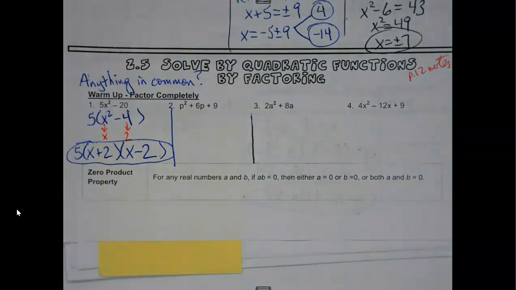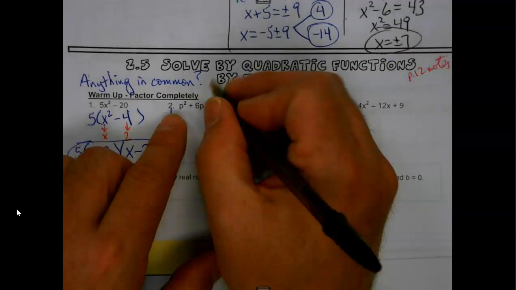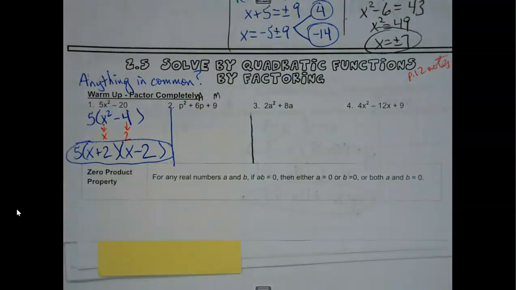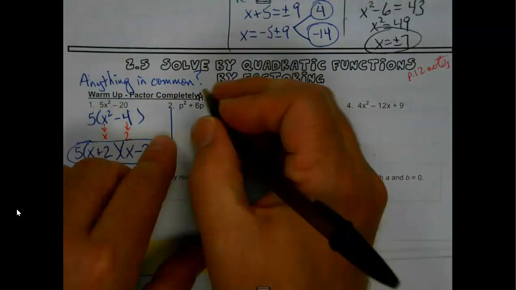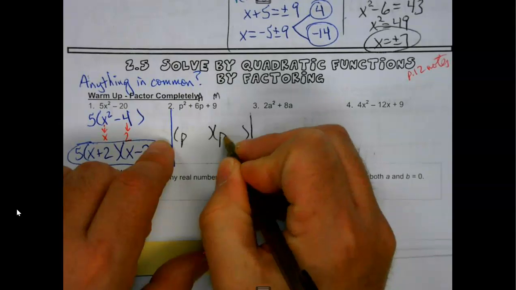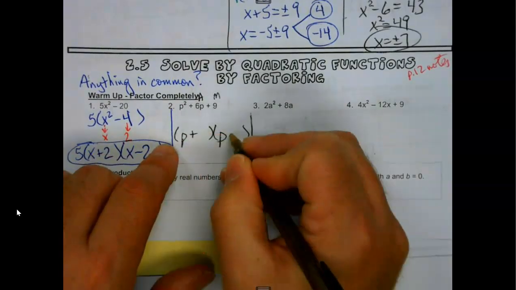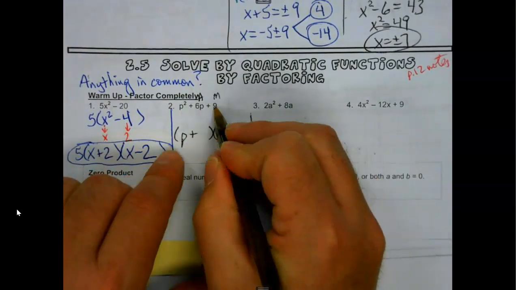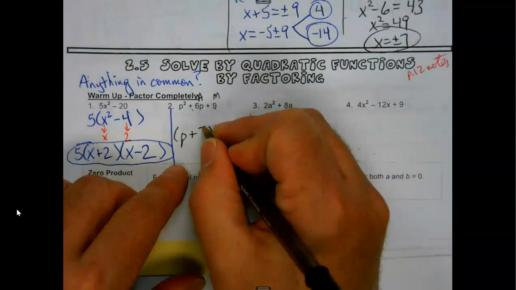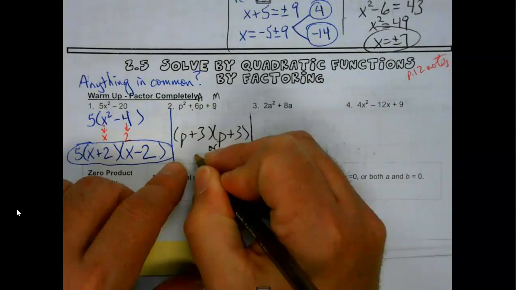Number 2, you have options. Some of you may look at number 2 and go, okay, this is a normal factoring one. That's the multiply, that's the add number. Everything's plus. What multiplies to 9 and adds to 6? Same two numbers: 3 and 3. Or just write it this way.